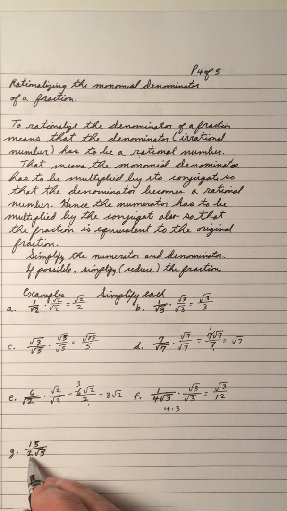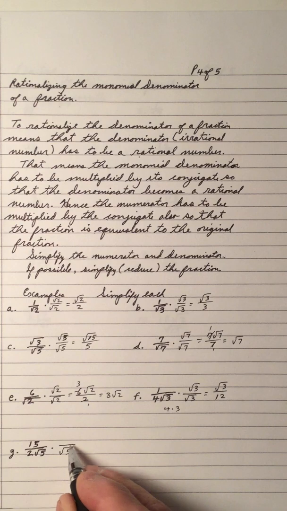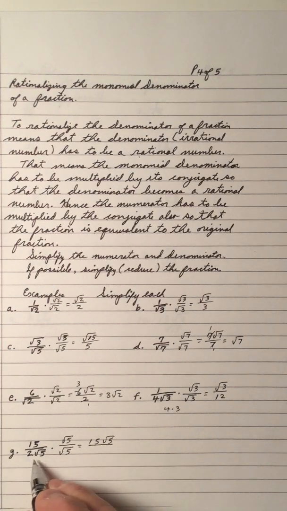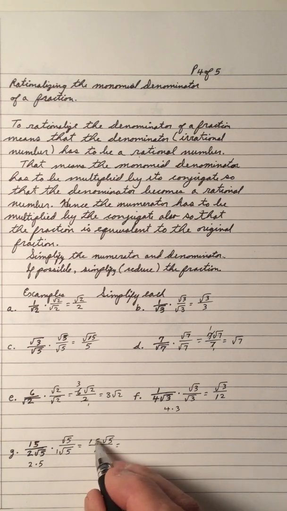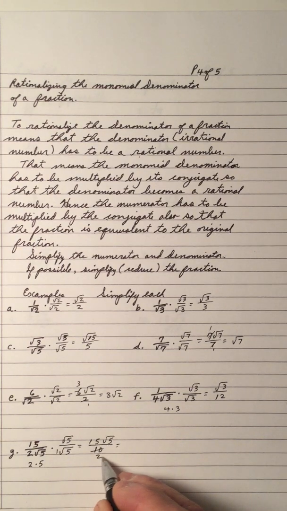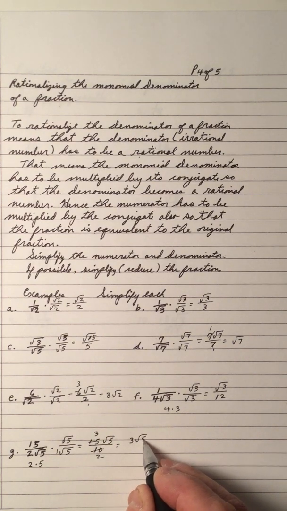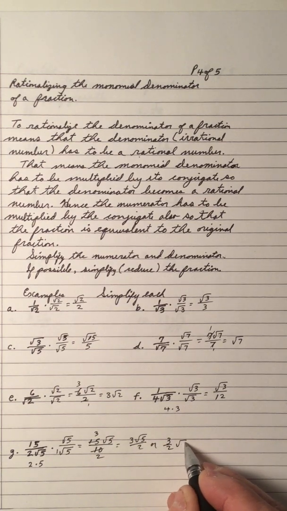And G, the conjugate of 2 root 5 is root 5. So we multiply the top by root 5 to keep it balanced. So that's 15 root 5. And that's 2 times 1 is 2. Root 5 times root 5 is 5. So the denominator becomes 10. And this is a fraction, so 5 into 10 goes 2. 5 into 15 goes 3. So that's 3 root 5 over 2. Or you could say 3 over 2 root 5, your choice.